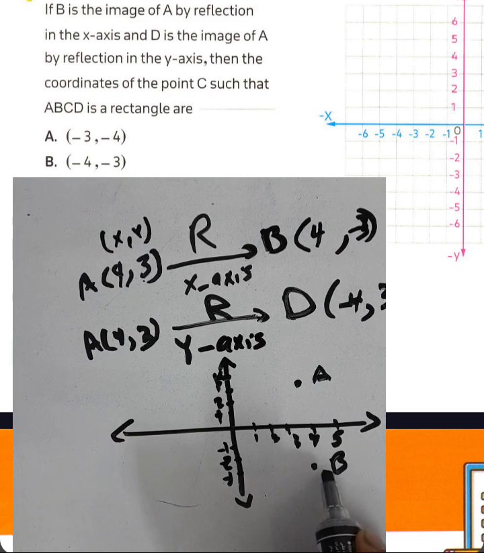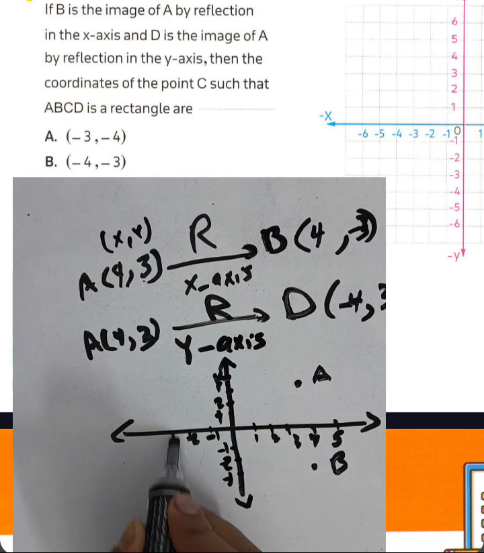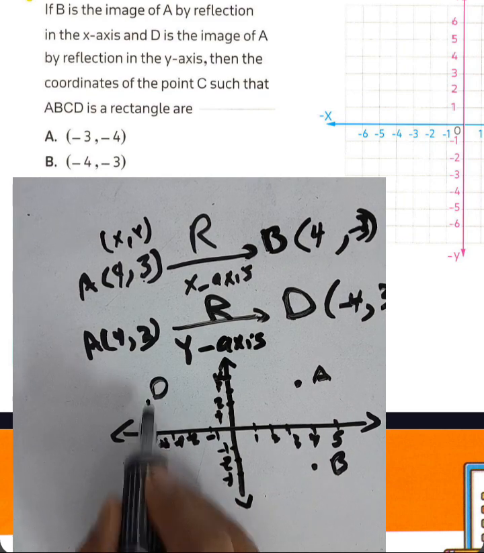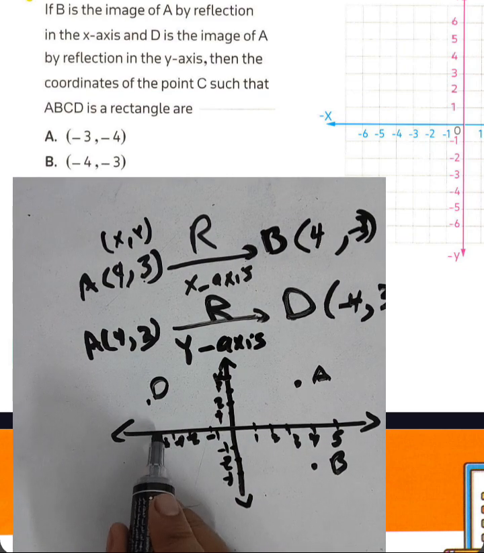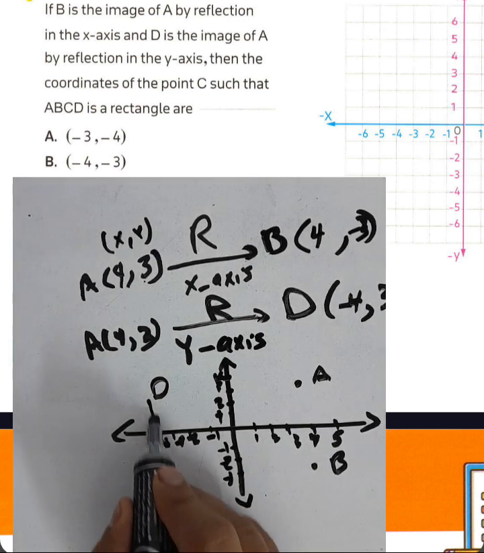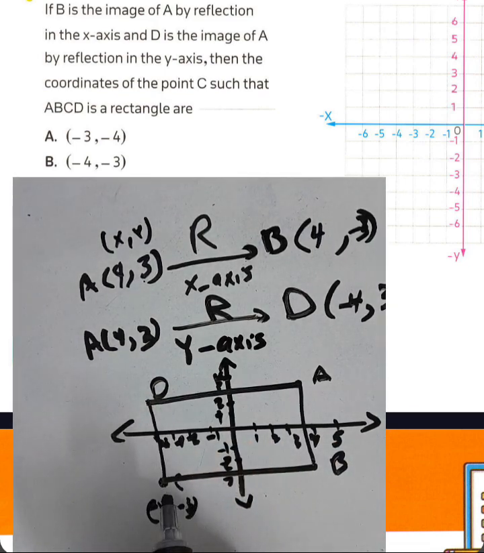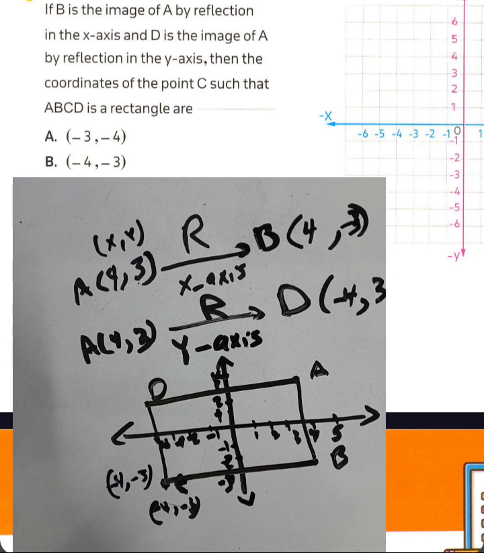And the point D, (negative 4, 3). Here negative 1, negative 2, negative 3, negative 4. (Negative 4, 3) here. Then the point C will be here, (negative 4, negative 3). It's point C. Okay, then we will draw the rectangle here. The point C is (negative 4, negative 3). Okay, (negative 4, negative 3), choose letter B about question number 5. Okay, understood this example?